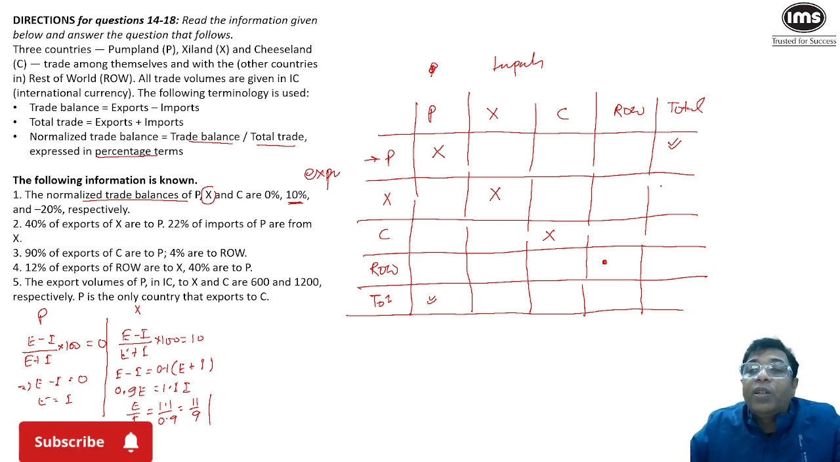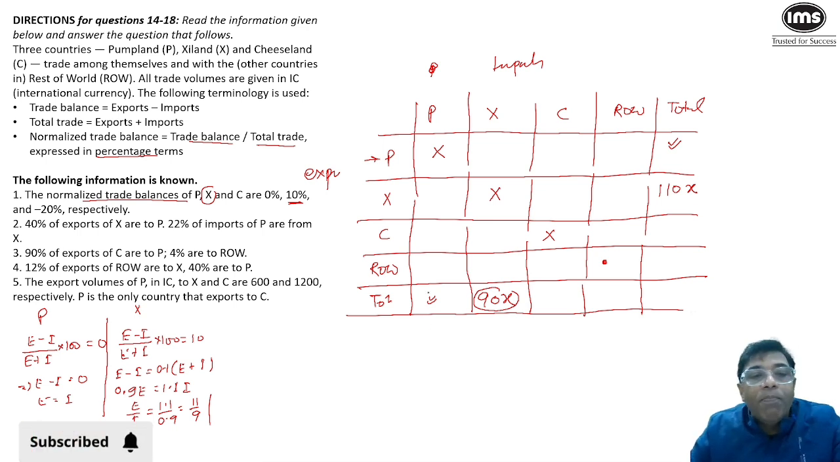So let me figure out, if I say this is to be 110X, in that case, this value will become 90X. This total will become 90X. So that helps me to figure out the ratio between import and export of that country. And the same we can do for C also.